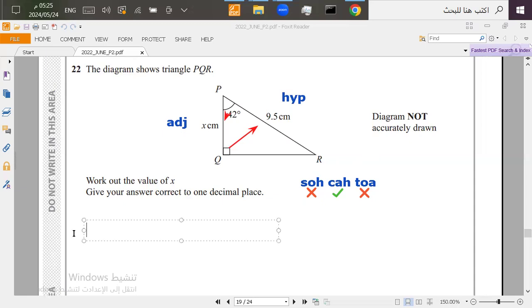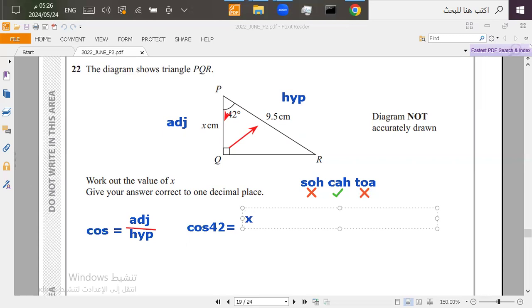Now, let's write the rule of the trigonometric ratio. So cosine of the angle equals adjacent divide height of the triangle. Now we're going to use this rule to find the length of the adjacent, which is x. Now we know the angle, which is 42. So cosine 42 equals adjacent, which is called x, we don't know, divide the height, which is 9.5.